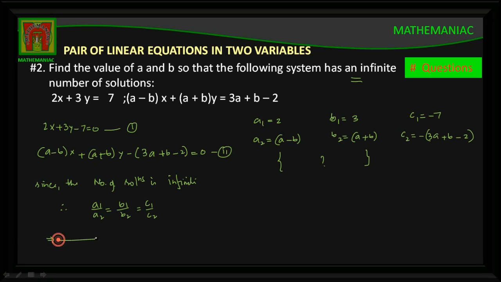Now you go on putting all the values, right? Whatever are available, you go on putting. So this is here, and B1 is 3.